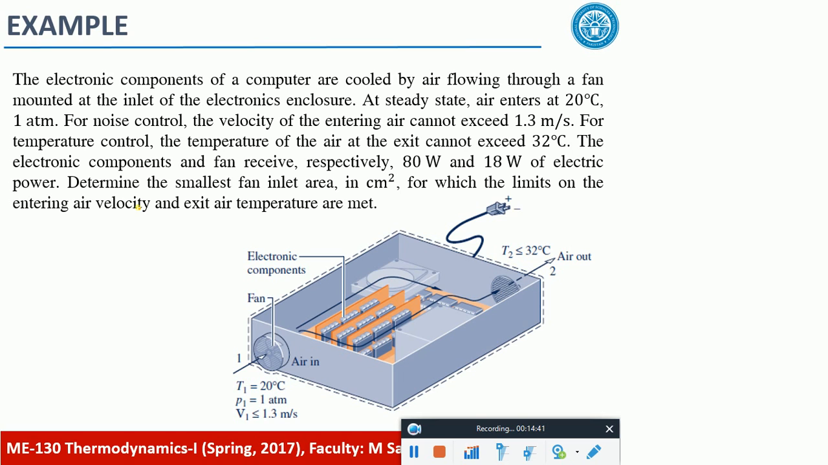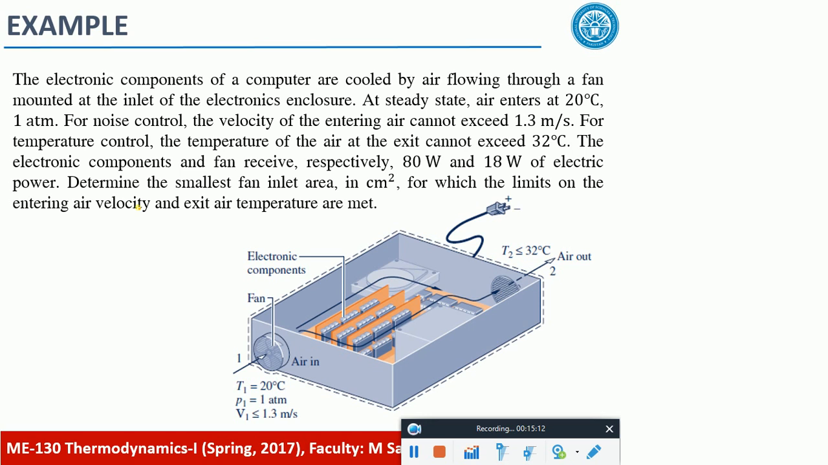For noise control, the velocity of the entering air cannot exceed 1.3 meter per second. It means the maximum velocity which you can have at the fan or at the inlet, that can be 1.3 meter per second. For temperature control, the temperature of the air at the exit cannot exceed 32 degrees centigrade. Right? So at the exit temperature is also given, it is 32 degrees centigrade. The electronic components and fan receive respectively 80 watts and 18 watts of the electrical power, right?